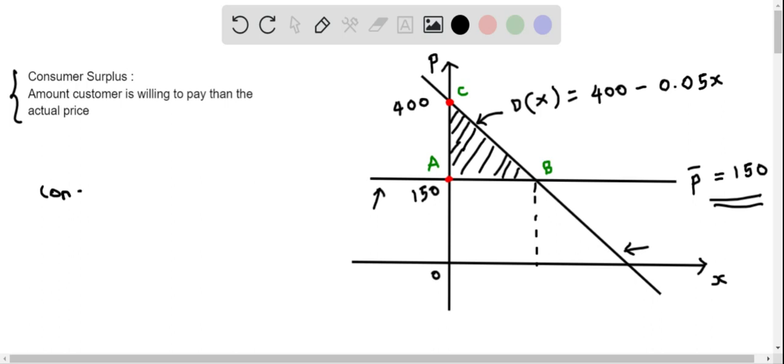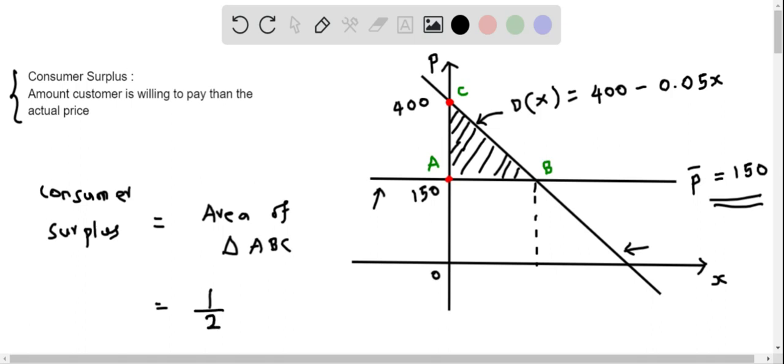So we write consumer surplus equals the area of triangle ABC. Let's calculate the area of the triangle. The formula is half times base times height. So we need to know the base and height of this triangle. AB represents the base, and AC represents the height. So we have to know the coordinate of B so that we can determine the base.